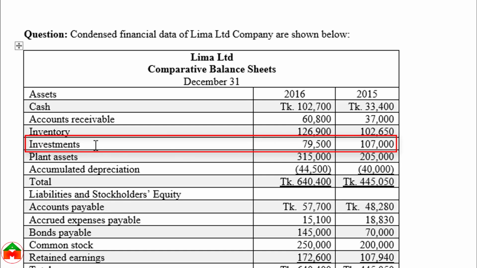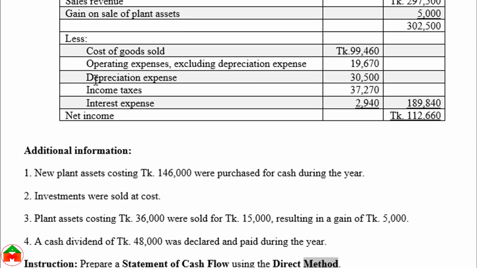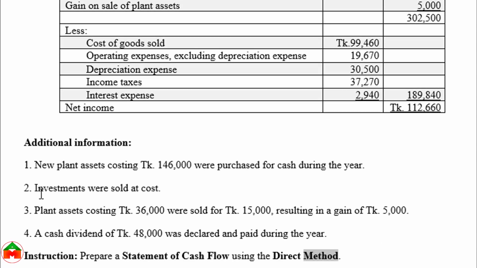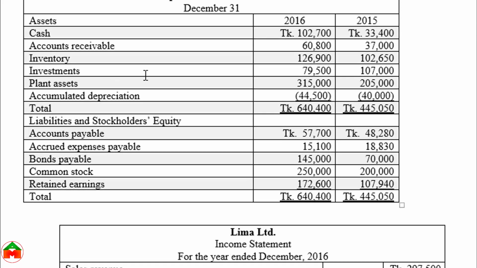There may be a sale. To be sure, we should look for any additional information. Here in the additional information, you can see investments were sold at cost. So there is a sale of investment. We are going to show it in the main cash flow statement as a sale of investment. It will be an inflow for investing activities.